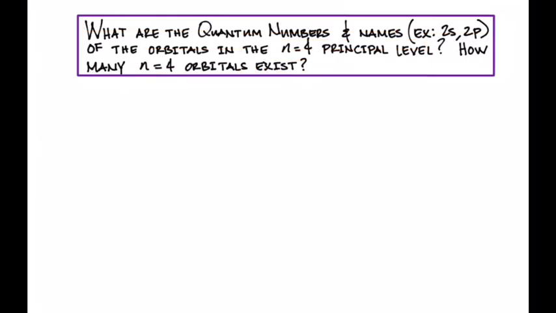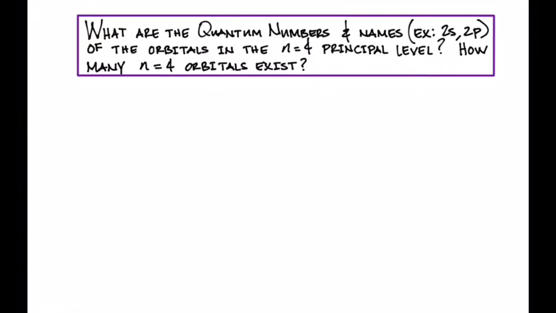All right, so let's take a look at this example shown here. What are the quantum numbers and names, for example 2s and 2p, of the orbitals in the n equals 4 principal energy level? How many n equals 4 orbitals exist? So the quantum numbers we're going to look at are the principal quantum number, the magnetic quantum number, and the angular momentum quantum number.